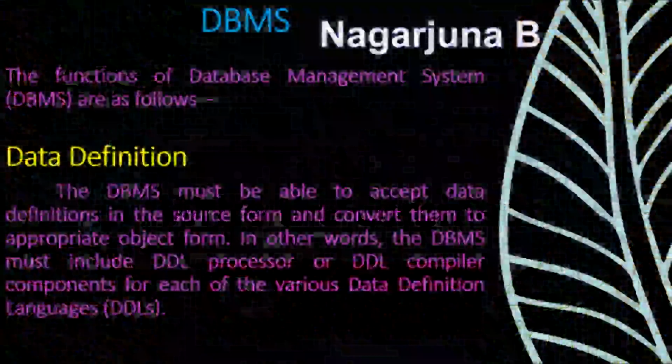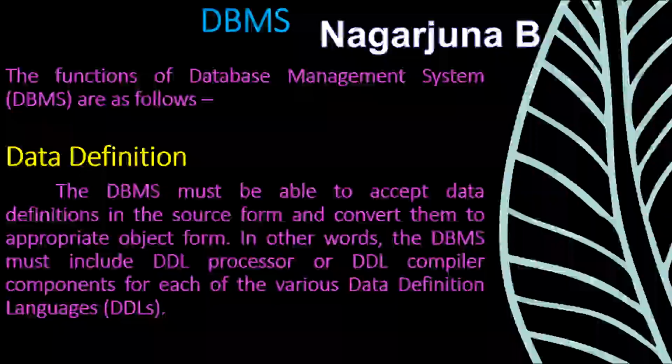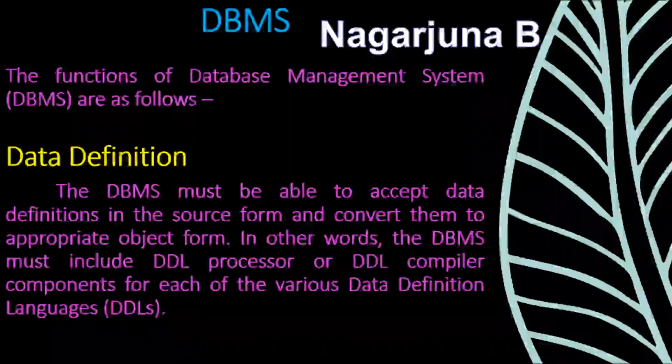The functions of DBMS, that is the database management system, are as follows. The first one is data definition. The DBMS must be able to accept the definition in the source form. That means in whatever form we write the definition, it has to accept it and convert it to the appropriate object form. The DBMS must be able to accept data definition in the source form and convert them to appropriate object form.